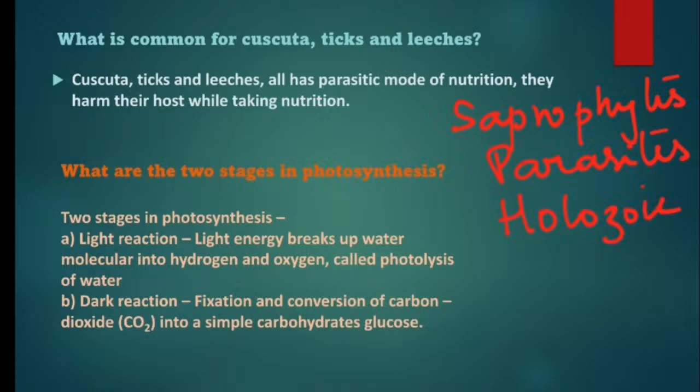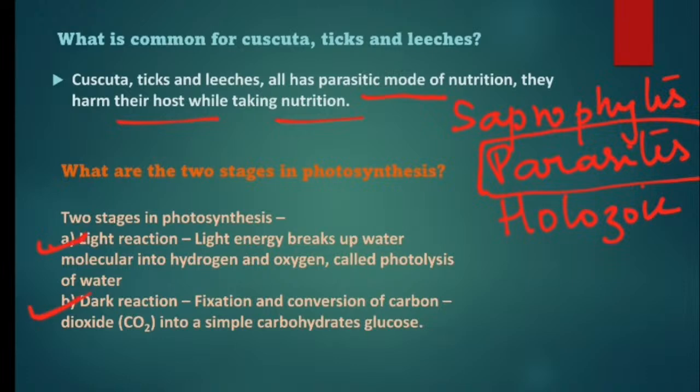So here cuscuta, ticks and leeches are examples of parasites, that is organisms which feed on other organisms. They are dependent on other organisms. So cuscuta, ticks and leeches all follow the parasitic mode of nutrition. They harm their host while taking the nutrition from them. Now, what are the two stages in photosynthesis? One is light reaction and the other one is dark reaction.